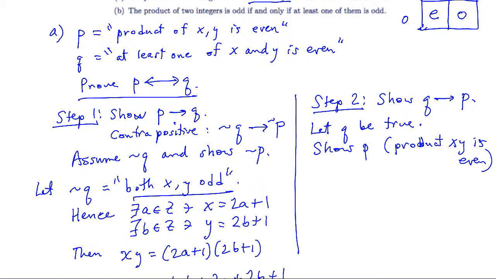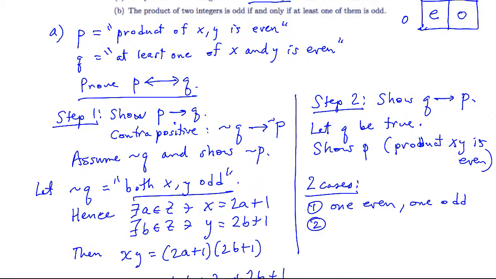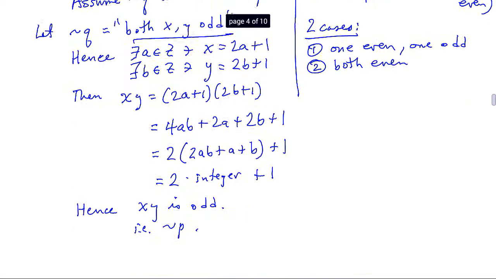And the cases are that either case 1, just one of them is even. We have one even and one odd. And case 2 is that they're both even. Notice that q is a statement that at least one of them is even. That could include both of these cases, one of each and both even. So I have to deal with both cases.